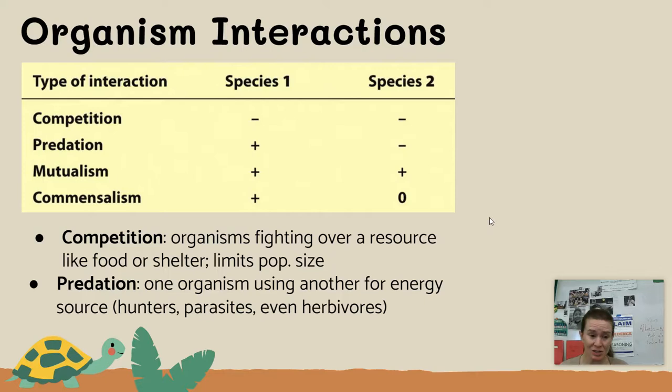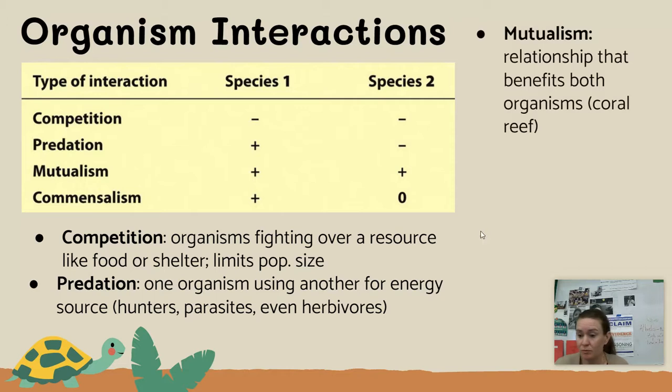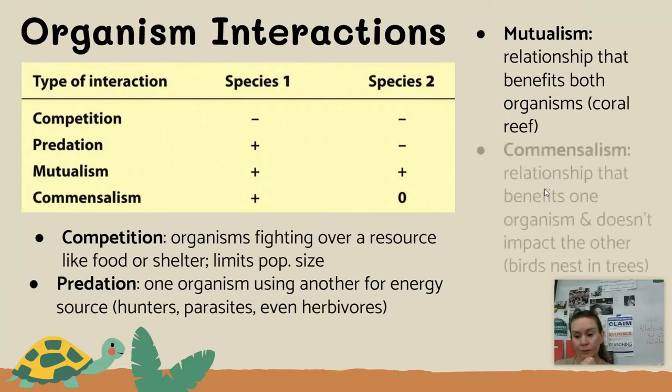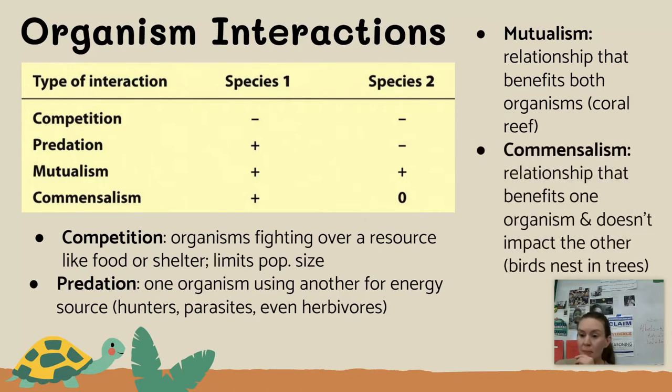Even herbivores do something called herbivory, which is a form of predation. That's when the monarch caterpillar is eating the milkweed and you see little holes in the milkweed. That's because it is eating them. Mutualism is when both benefit, like a coral reef with its zooxanthellae, the coral and the algae that's living in there. And commensalism is when one benefits, the other really doesn't. Like a bird nests in a tree, it's not really hurting the tree, but the bird is benefiting, okay?